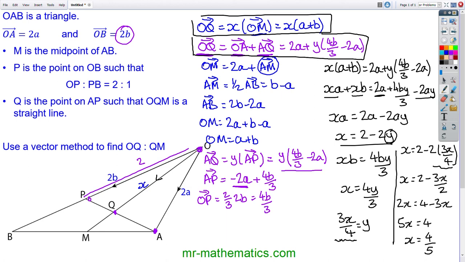So we know that this fraction here of O to M is 4 fifths. And I can write this in the ratio O to Q to Q to M. We've just found O to Q is 4 fifths. So if O to Q is 4 fifths, then Q to M must be 1 fifth to make up the entire line. So now we have the ratio O to Q to Q to M. And we can simplify this by multiplying both by 5. So the simplified ratio is 4 to 1.